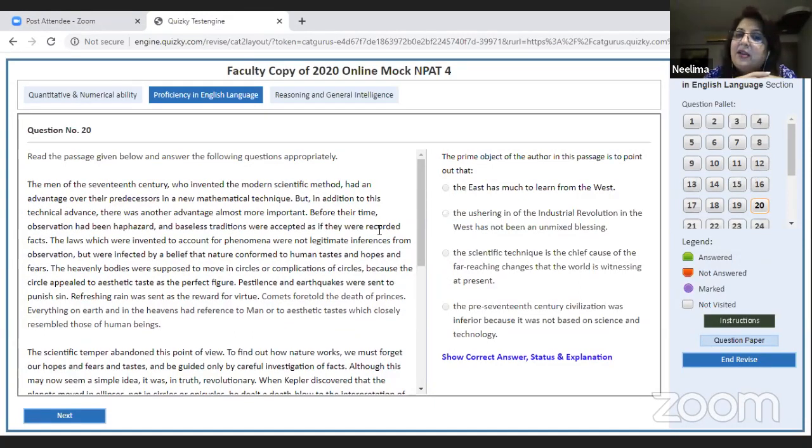So either NPAT gives you 2 RCs or 3 RCs, but the total number of questions remains the same, that is 15 or 16 in reading comprehension. Now, a lot of students I have seen, they don't like solving reading comprehension because it is time consuming. Children, here I would like to bust a big myth.